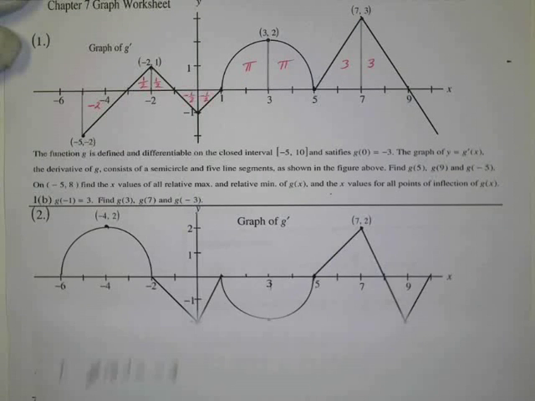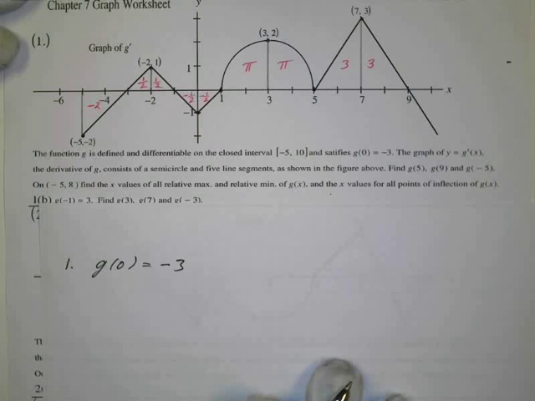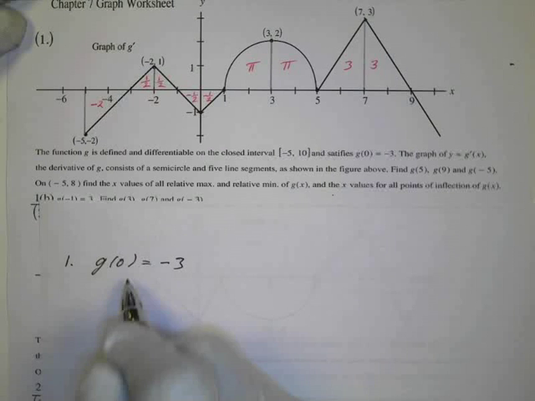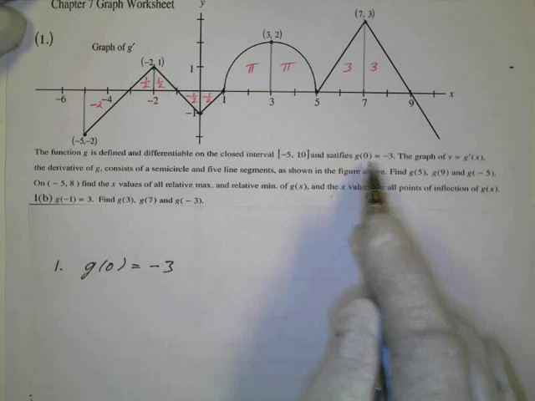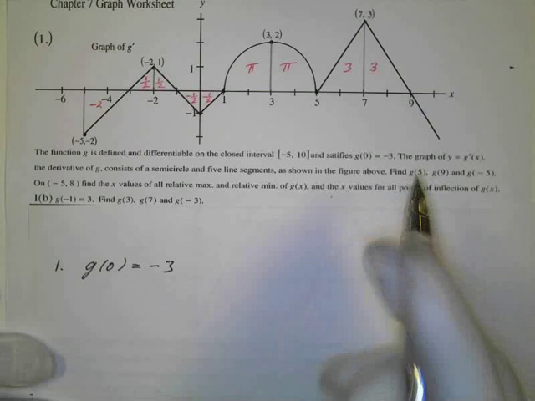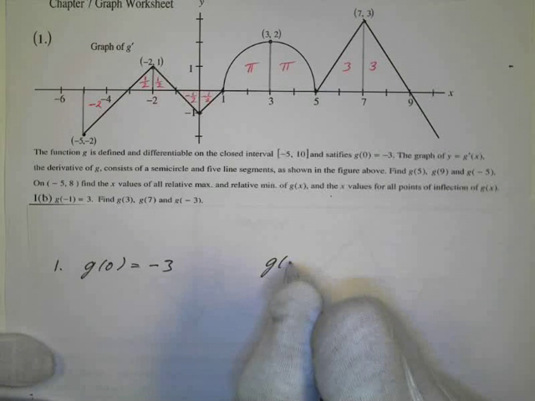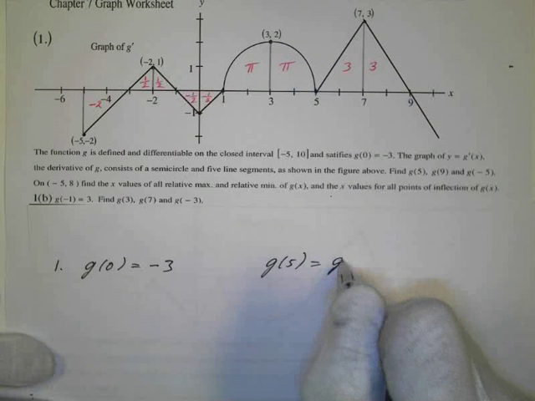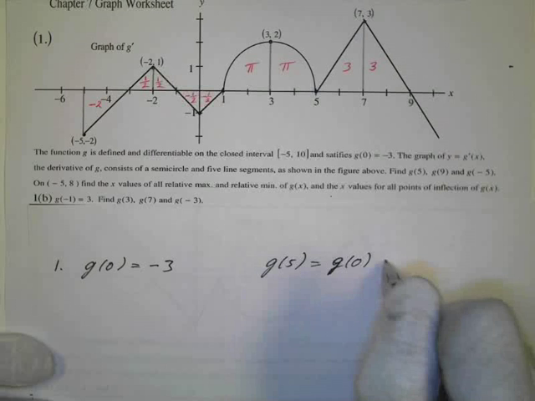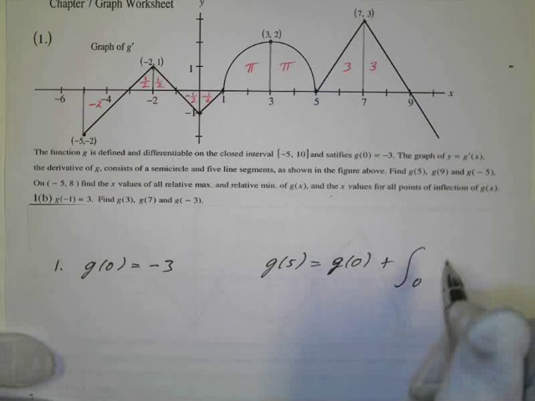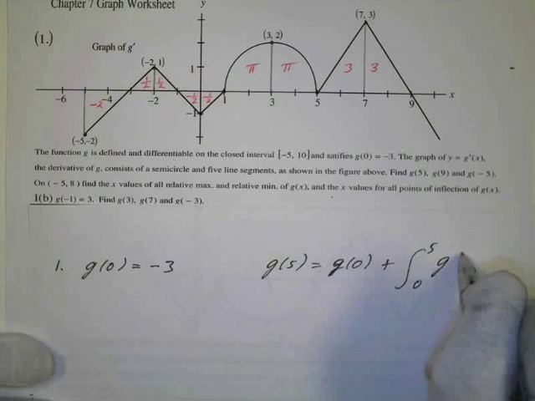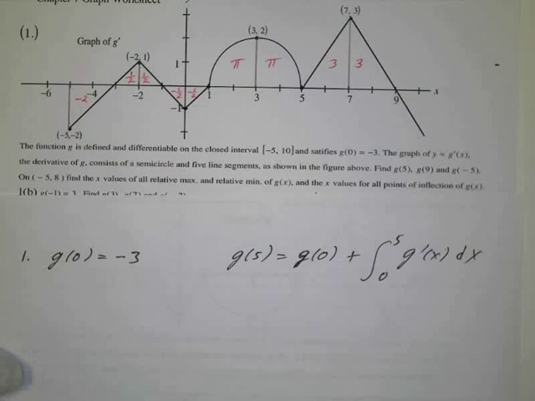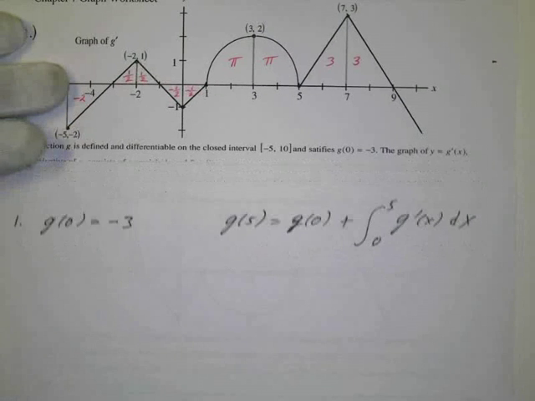So do that in each of the problems first, and then make sure you're careful that you write your information down. Don't try to skip any steps. You won't make mistakes. Okay, so for the first 3 problems we are told g of 0 is -3, so I want to find g of 5. So we know that g of 5 equals, and I'm going to start with my initial part, which is going to be g of 0, plus the integral from 0 to 5 of g prime of x dx. And we talked about why this is the way it is and why it works, but make sure you write it down. Don't be skipping steps, otherwise you're going to make some errors.